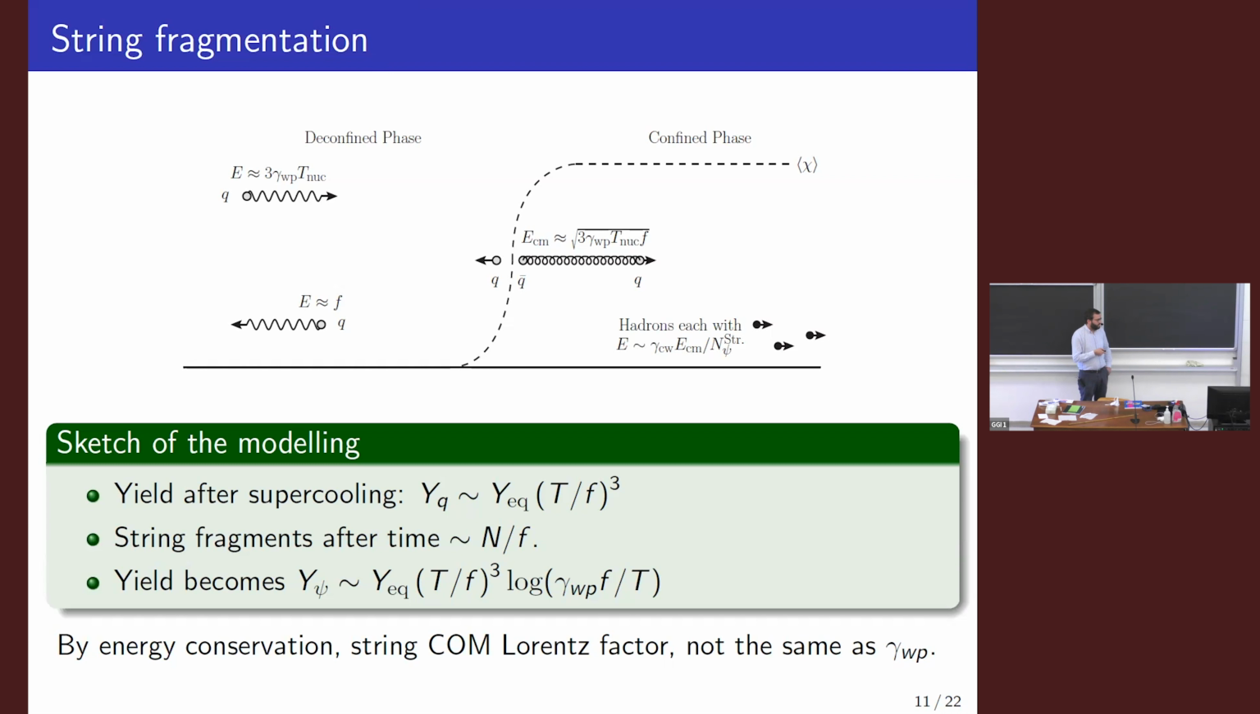So basically, the string center of mass Lorentz factor is different to the original Lorentz factor of the quark. So also these hadrons, which are produced, if you go into the string frame and the string fragments, back in the plasma frame, these guys are also boosted, yeah?